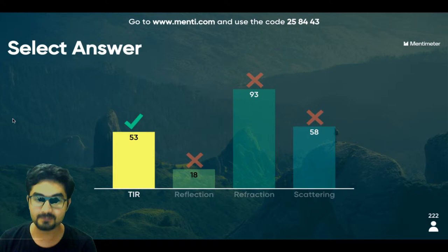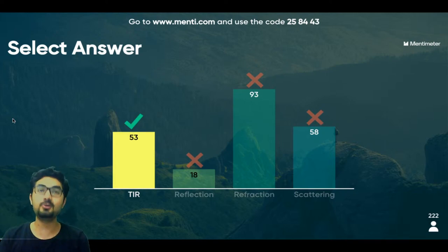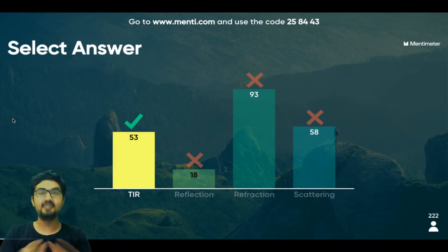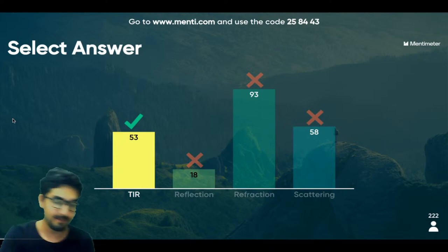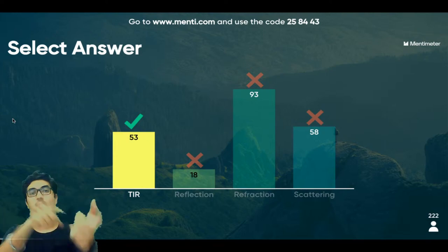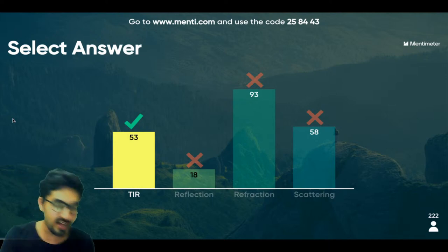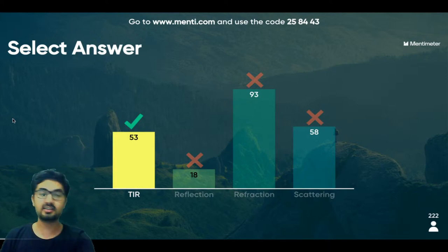So only 53 people could do it correct. Boss, kya hai ye? This particular thing was representing something that is called total internal reflection. Light is totally internally reflecting in that. Even I told this in one of my sessions as well, right? So more than 200 janta is there. Thank you very, very much. So it is basically what is called TIR.